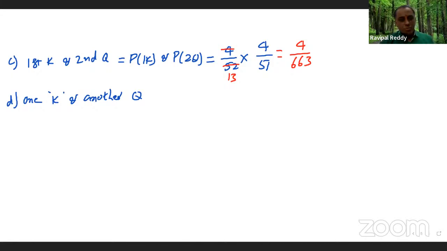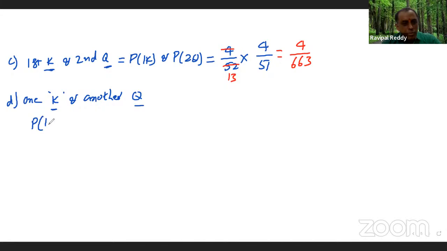So what is the difference between the previous question and this question? Both are not the same. Here a small difference is there. In question C, the first card should be king, the second card should be queen. Order is important. And what is question D? One card is a king, another card is a queen. Order is not important. First card may be king or queen, second card may be queen or king. Okay. So what is your answer?